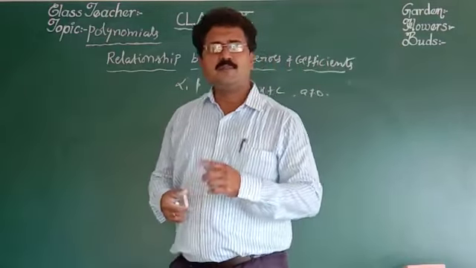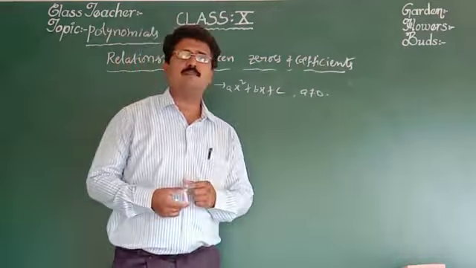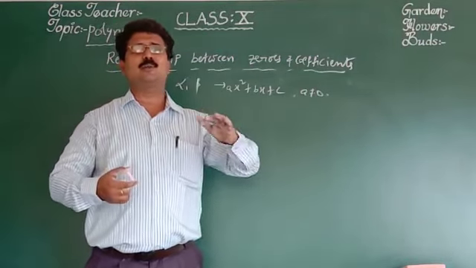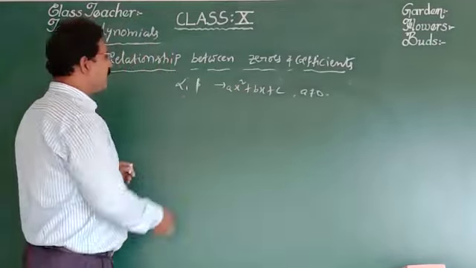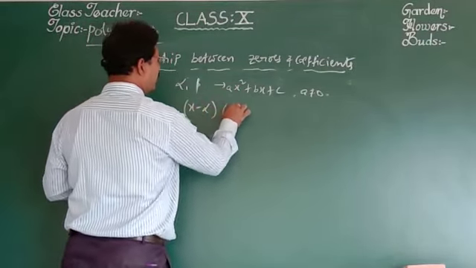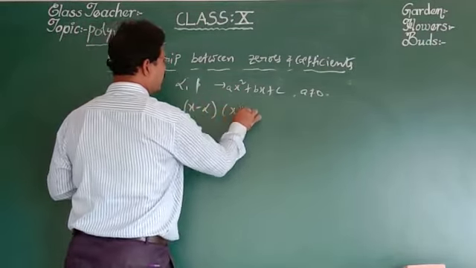If 3 and 2 are the given zeros of the polynomial, then x minus 3 into x minus 2 is equal to 0. That is the earlier step. Like that, if alpha, beta are the zeros, then x minus alpha and x minus beta are the factors of the given polynomial. Now let us take the quadratic expression.